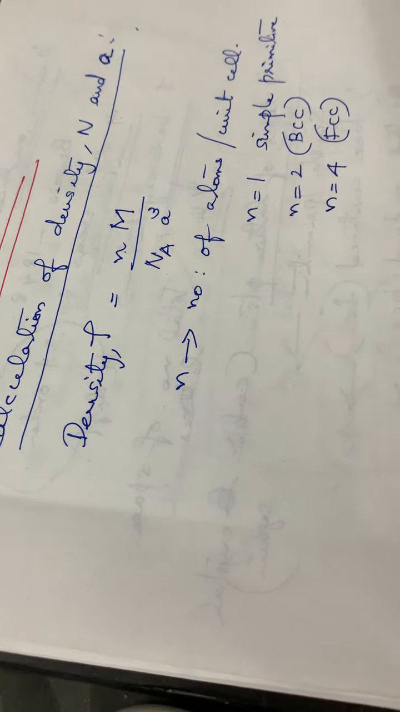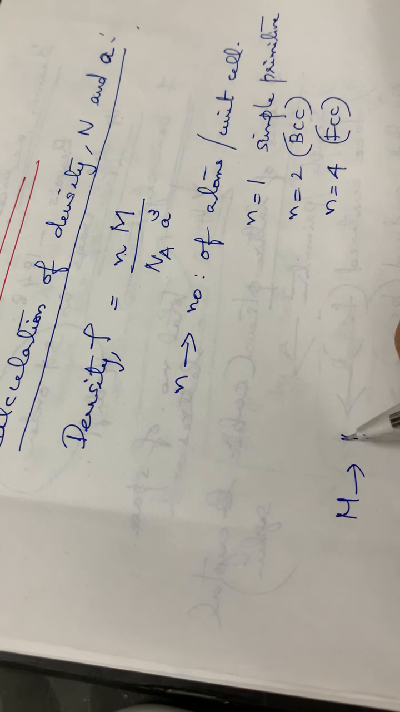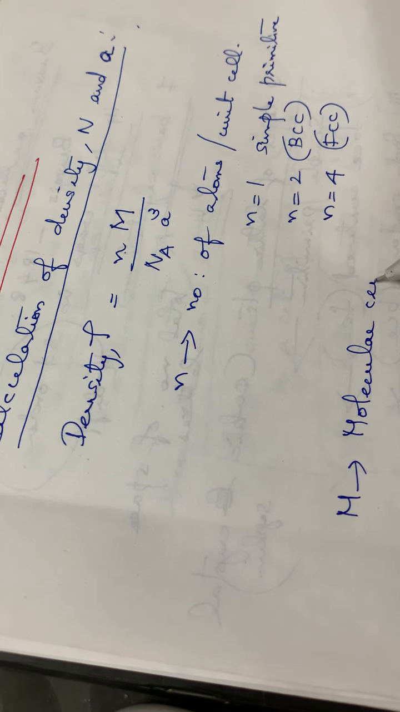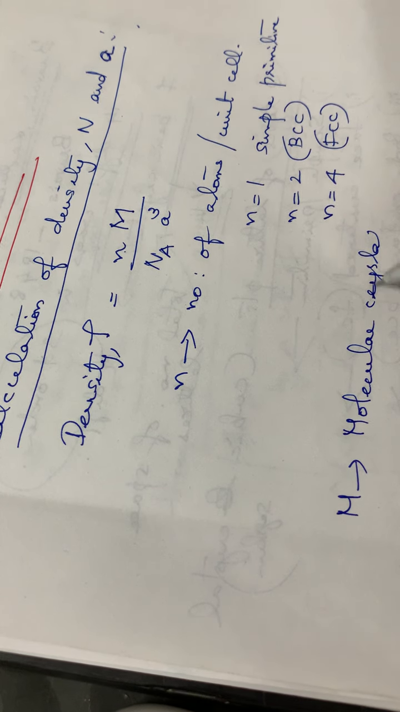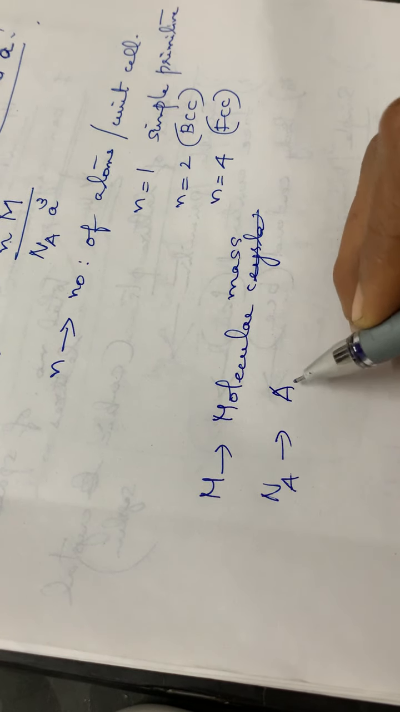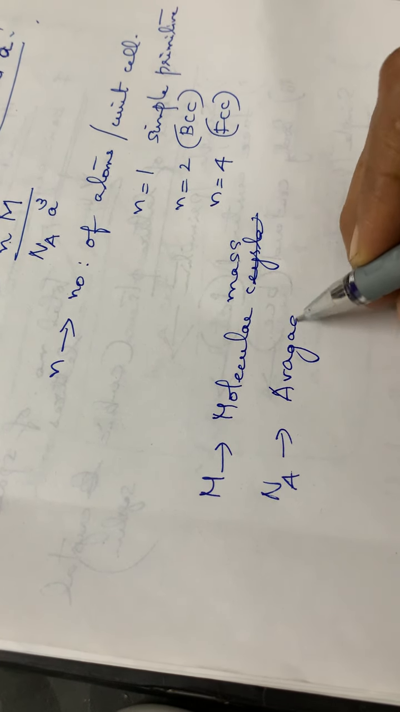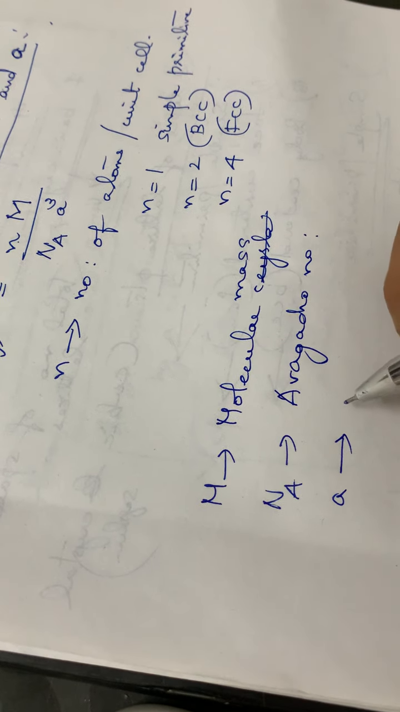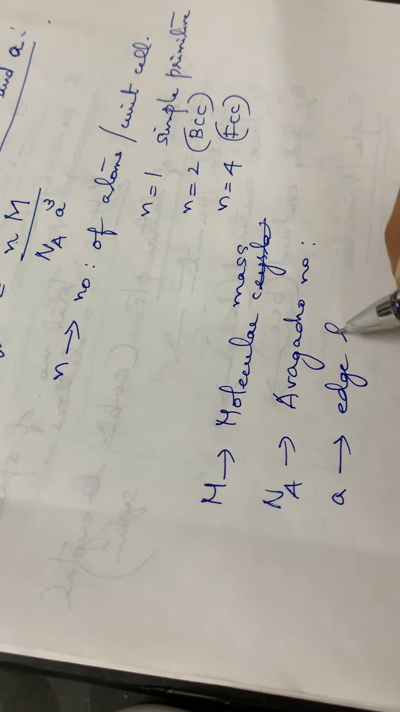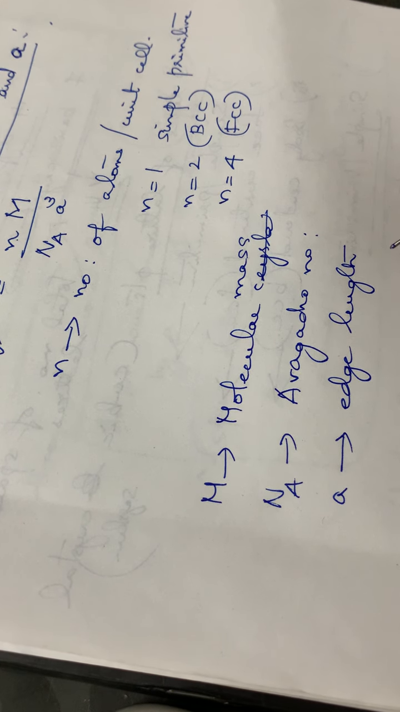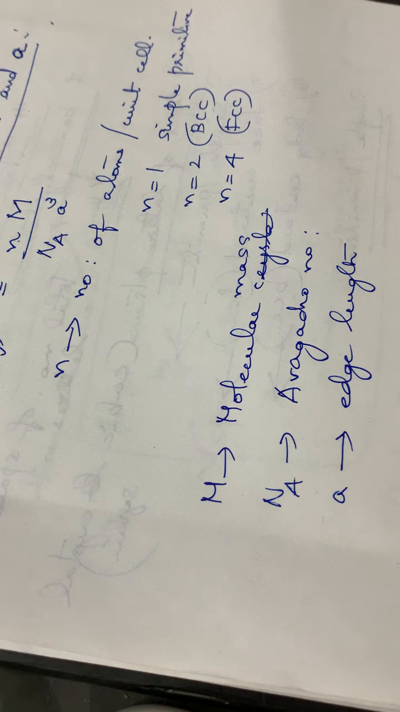Then capital M, what is capital M? Capital M is the molecular mass of that particular crystal or that particular compound. Then N_A is the Avogadro number, that is 6.023 into 10 raised to 23. Then small letter a is the edge length of a unit cell.